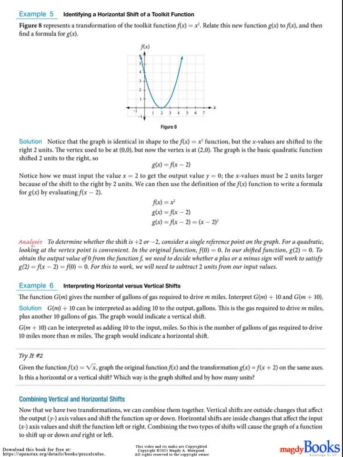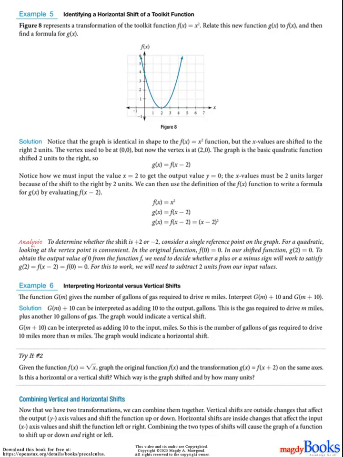Analysis. To determine whether the shift is plus 2 or minus 2, consider a single reference point on the graph. For a quadratic, looking at the vertex point is convenient. In the original function, f(0) = 0. In our shifted function, g(2) = 0.